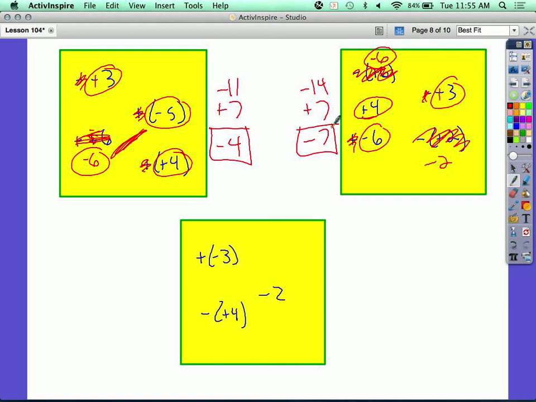And bottom one, I see a negative 2 right away. Plus a negative 3 is going to stay a negative 3. Minus positive 4 turns to a negative 4. So here I have no positives, so this should be easy. Just add up my numbers. I should get negative 9 as my answer.